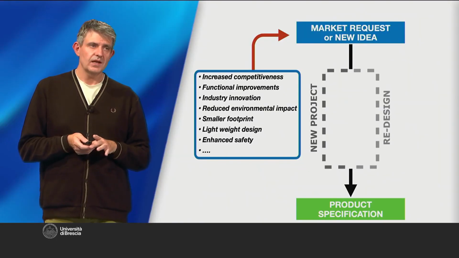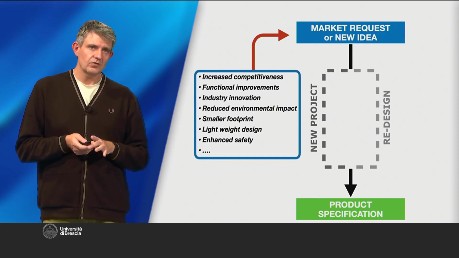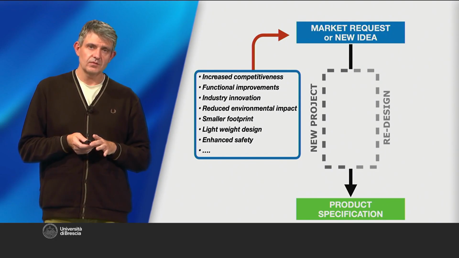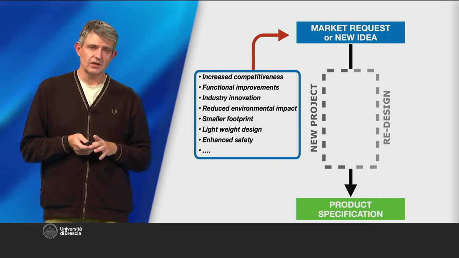For example, it may come from the desire to gain greater competitiveness in the market, to make functional improvements to a product, to promote innovation in the sector, to reduce the environmental impact, size or weight, or to improve a product from a safety perspective. Lastly, it's important to clarify that the end point of this process is not the actual product itself, but rather the so-called product specifications, a set of useful information to make it a reality. The process followed in design is divided into several phases, which we will now look at in detail.